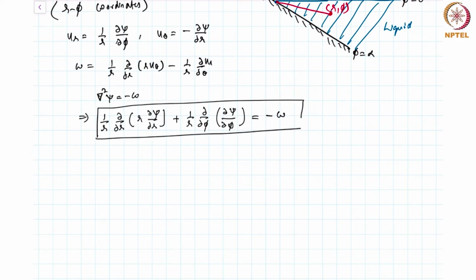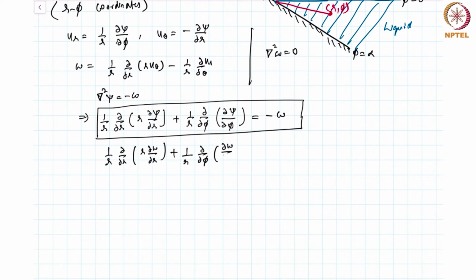This is one equation. We also have ∇²ω is also 0, and this essentially becomes 1/r ∂/∂r of (r ∂ω/∂r) plus 1/r ∂/∂φ of (∂ω/∂φ) is 0. This is my second equation, right?